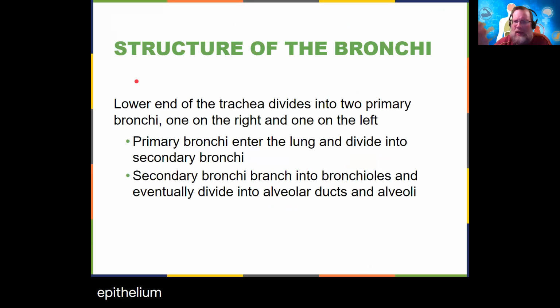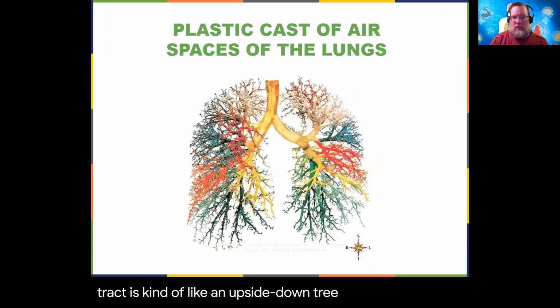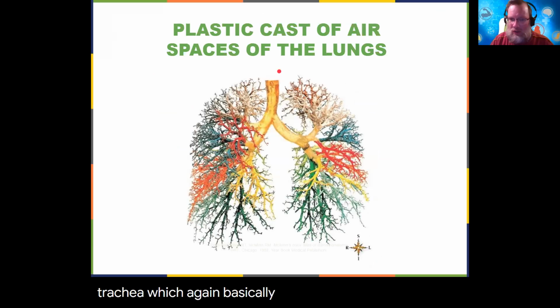Okay. So as we get down, trachea means trunk. So we're looking at the lower respiratory tract as kind of like an upside down tree. When we look at the lower respiratory tract, again, we start with the trachea, which basically means trunk, right? And the trunk of the trachea is going to have two large branches called bronchi.